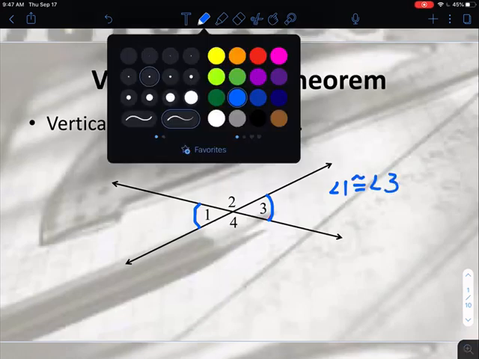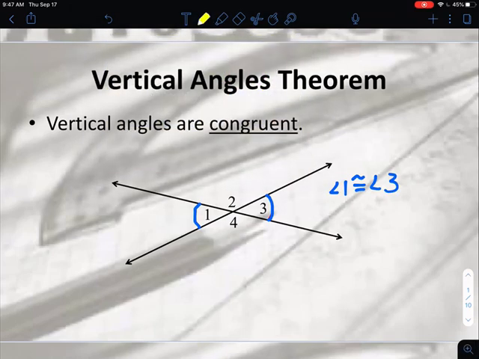Now we also have another set of vertical angles in the picture here, angle 4 and angle 2. Now they don't give us the markings for angle 2 and angle 4, but this theorem tells us that because angle 2 and angle 4 are vertical angles, angle 2 and angle 4 must be congruent to each other. So anytime you see vertical angles in a picture, you can make those angles equal to each other by this vertical angles theorem.